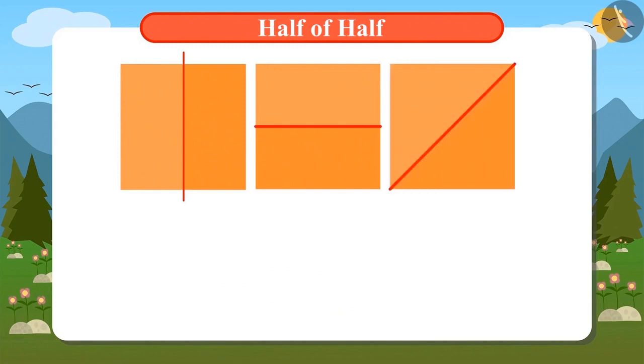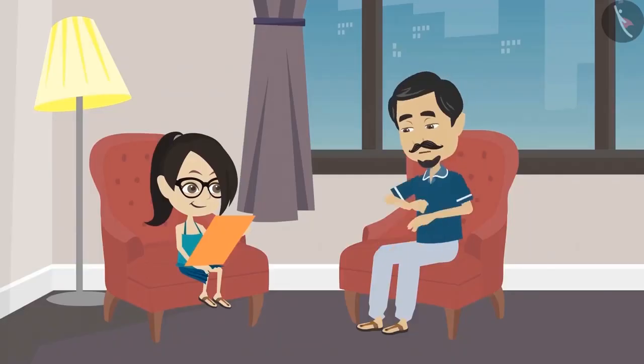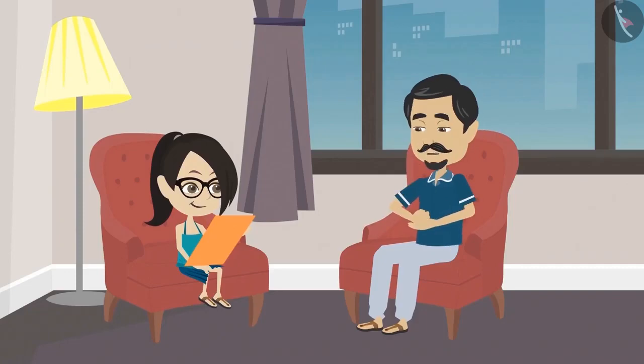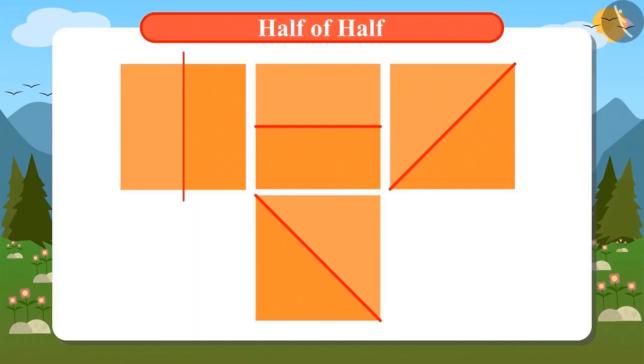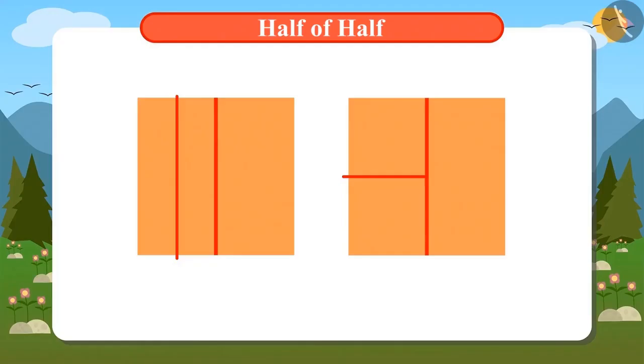Like this, and like this. Absolutely correct, Vandana. Now divide these halves further into equal parts in different ways. We have already divided the first one into 2 halves in 2 ways. One from the short side and the other from the long side.